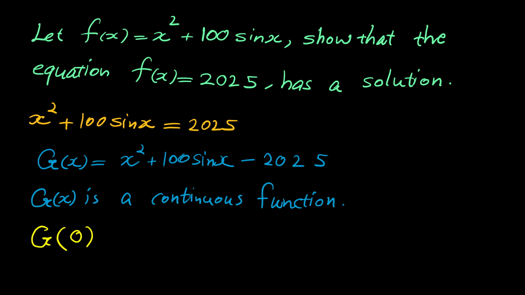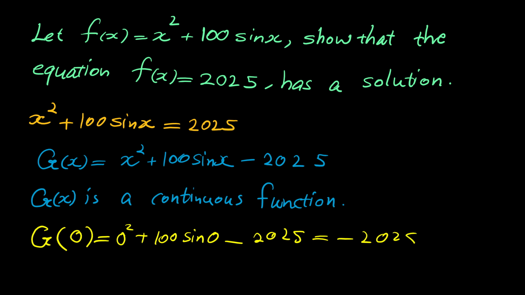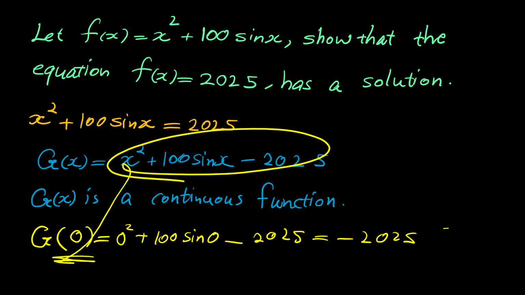If we plug in 0, g of 0 is 0 to the 2, which is 0, plus 100 sine of 0. Sine of 0 is also 0. Minus 2025. If we calculate this, 0 to the 2 is 0, sine of 0 is 0, 0 times 100 is 0, so finally this equals negative 2025. So 0 makes this function negative because this is less than 0.